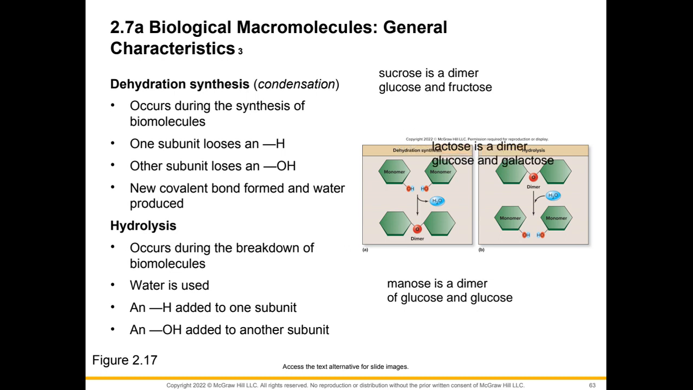So sucrose is a dimer of glucose and fructose. Lactose is a dimer of glucose and galactose. And maltose is a dimer of glucose and glucose. Now, some people might drink a lot of milk, and there is a lot of lactose in milk, and they don't have the enzyme that breaks down lactose into glucose and galactose. We consider them lactose intolerant.